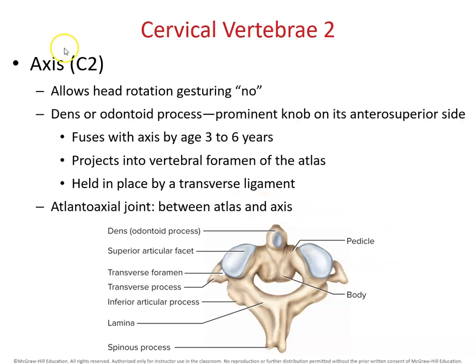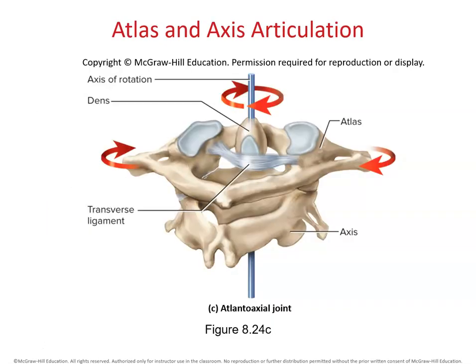The joint between C1, the atlas, and C2, the axis, is called the atlantoaxial joint. And this is what that joint looks like. It's hard to see a process in a still picture, but this is where we would turn our head, yes or no. We have the atlas, the C1, and the axis, C2.